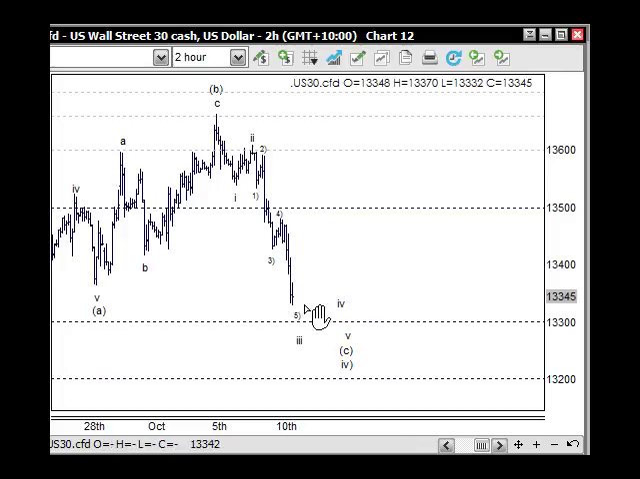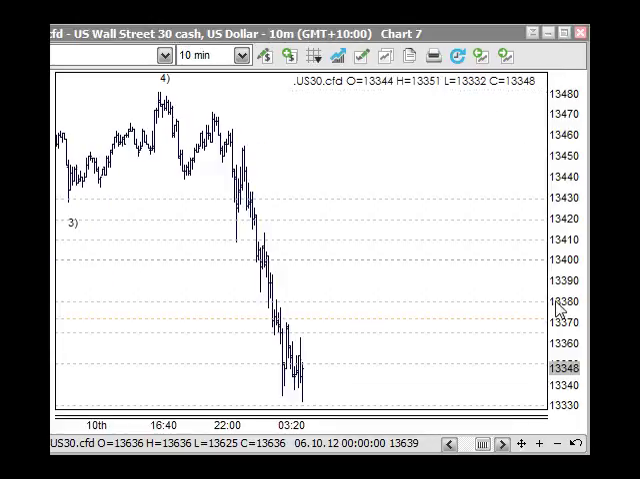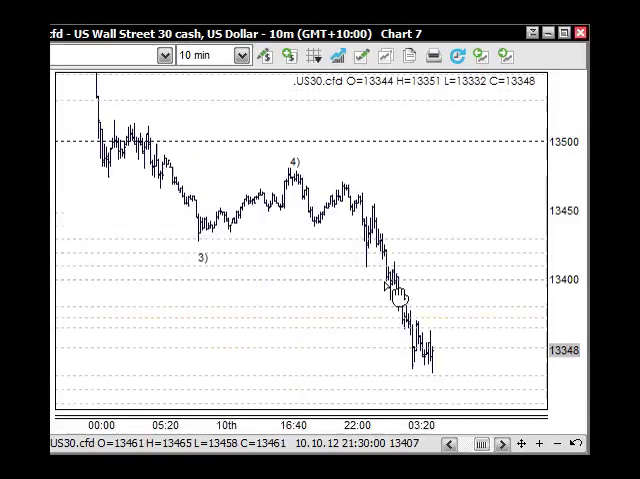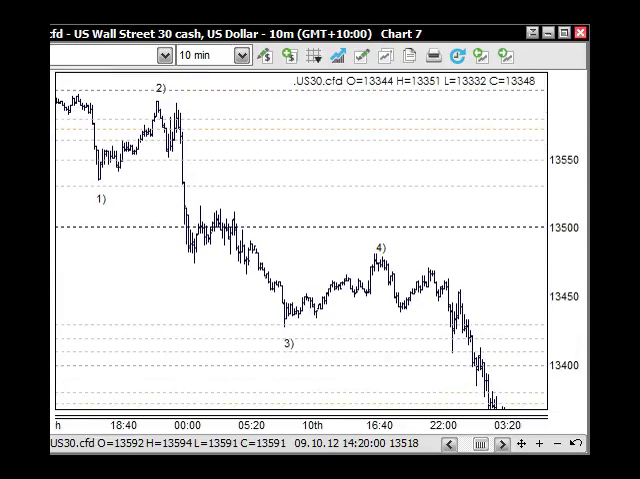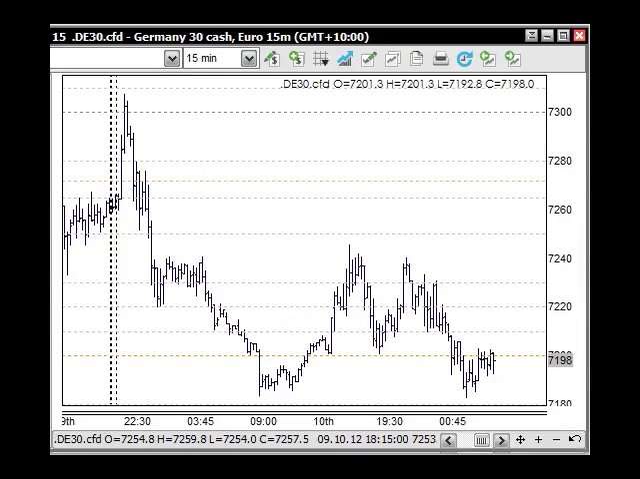So the ending of the structure here is normally very similar to the waves 1s and 2s here, but we'll call that upside down, and 4s and 5s here. So that's what we're looking for there as such. I won't go in and pull this apart, but the same sort of story there. The European markets, much the same as well.